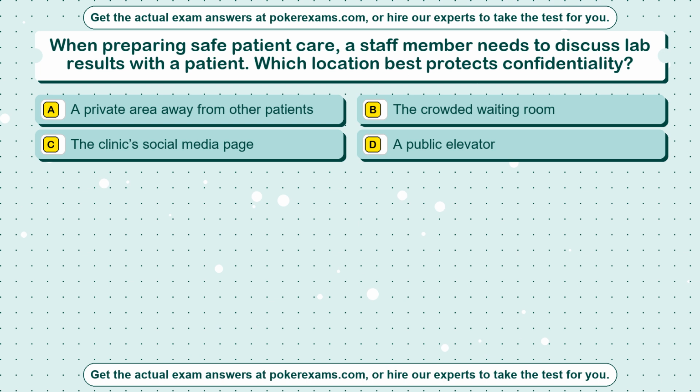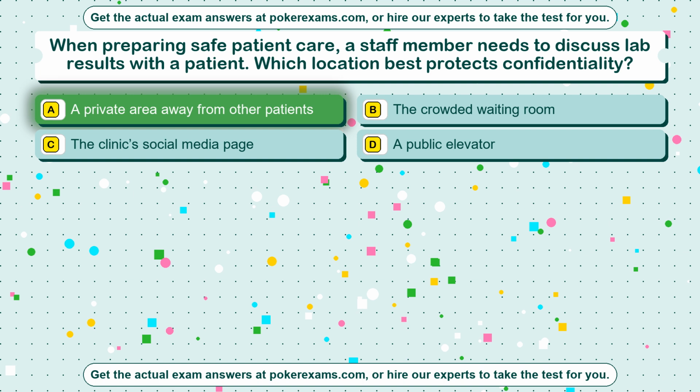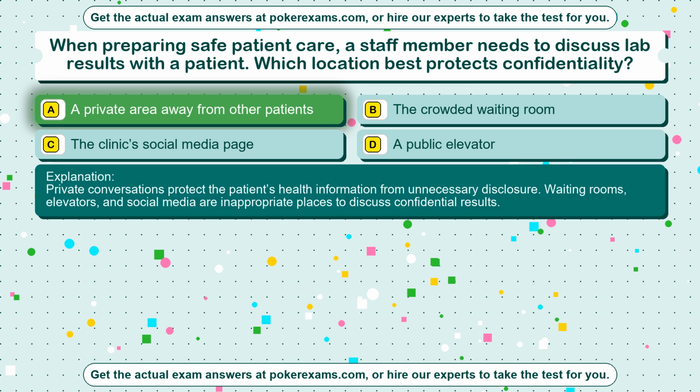Question 79. When preparing safe patient care, a staff member needs to discuss lab results with a patient. Which location best protects confidentiality? Option A. A private area away from other patients. Option B. The crowded waiting room. Option C. The clinic's social media page. Option D. A public elevator. The correct answer is option A. A private area away from other patients. Private conversations protect the patient's health information from unnecessary disclosure. Waiting rooms, elevators, and social media are inappropriate places to discuss confidential results.